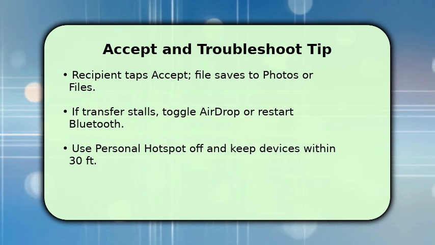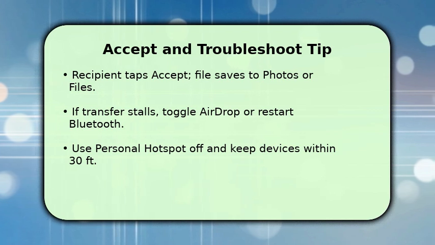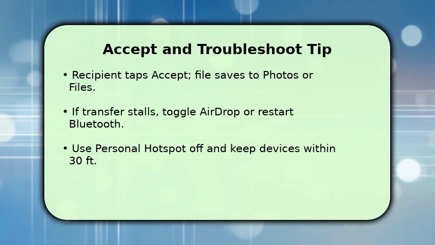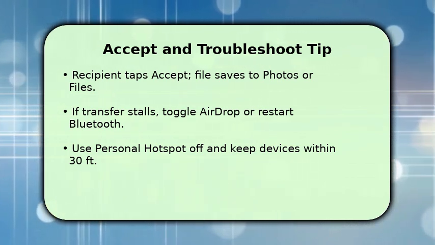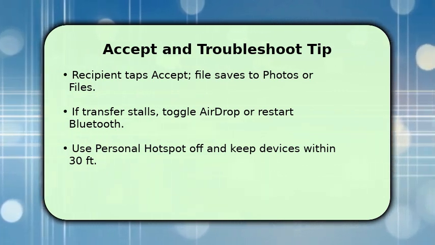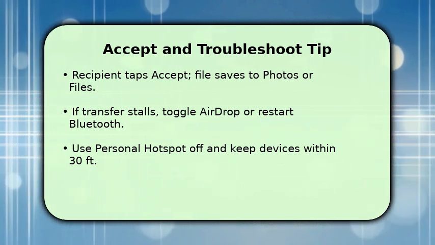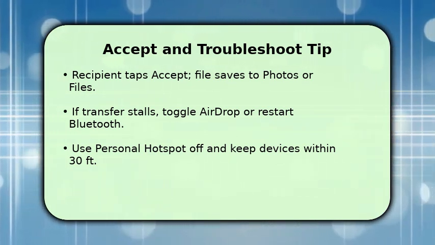If the transfer stalls or the device never appears, toggle AirDrop off and on, toggle Bluetooth, or briefly restart both devices to clear discovery issues. Make sure Personal Hotspot is off, devices are within roughly 30 feet, and that privacy settings allow visibility. Those fixes resolve most problems quickly.